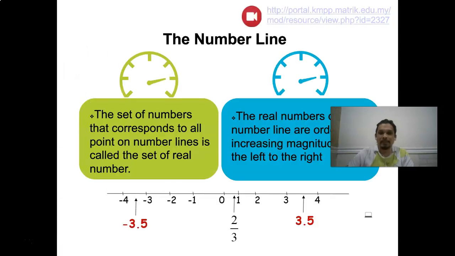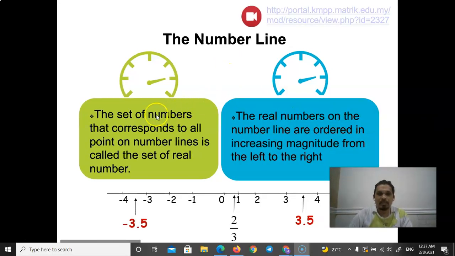Okay, number line. The set of numbers that corresponds to all points on the number line is called the set of real numbers. The real numbers on the number line are ordered in increasing magnitude from left to right, increasing from negative infinity to negative 4, negative 3, negative 2, and so on until positive magnitude from left to right, 1, 2, 3, 4, 5, and positive infinity.